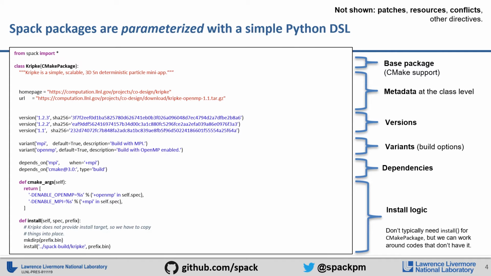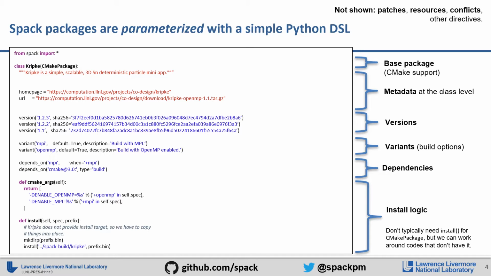Spack packages are very easy to build on different systems, because they are parameterized with a simple Python DSL. This is showing the Kripke package, a deterministic Sn transport mini app. It tells you where to download it, where to find more information about it, and then these here are versions that you could download of the package. These are variants, which are different build options. This tells you the space of things that you could build: any of these versions combined with MPI on or off and OpenMP on or off.